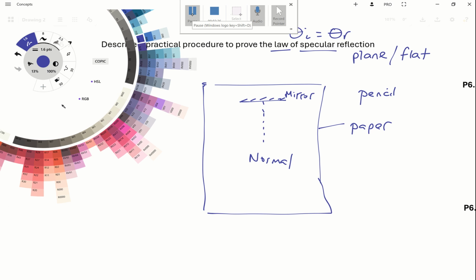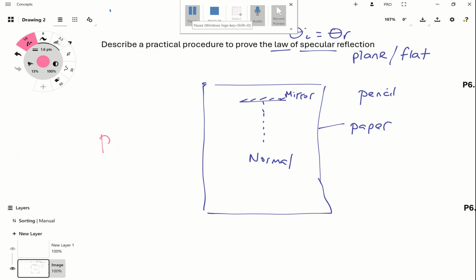Next part now, we're going to need a protractor. And we're going to need a ray box. So I'm going to use the protractor first, and then I'm going to draw lines 20, 40, 60, 80. I know that's not perfect, but just pick some angles. So we're going to draw some lines. These are the incident rays, and you can pick 10, 20, 30, 40, 50 degrees and so on.